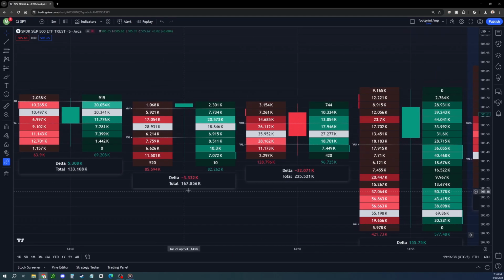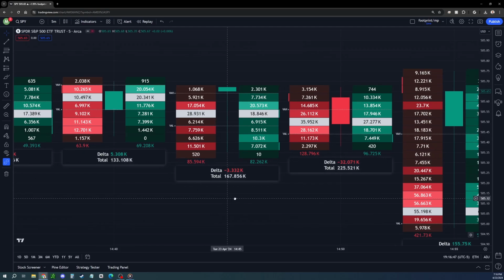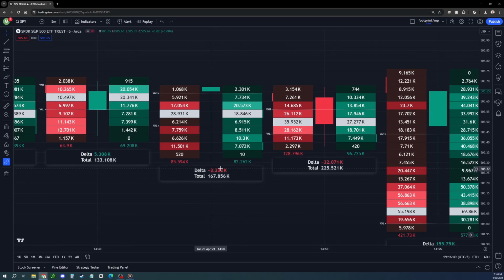Toward the bottom, you will see the delta and the total volume. When the delta is positive and green, that means there were that many more buy orders within that candle, and vice versa for a negative and red delta number.